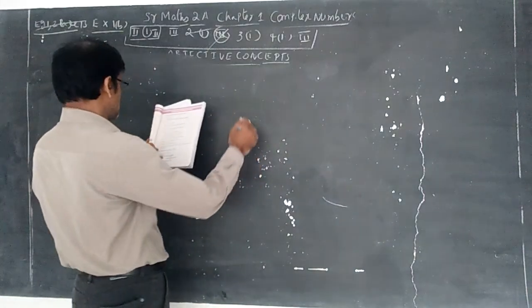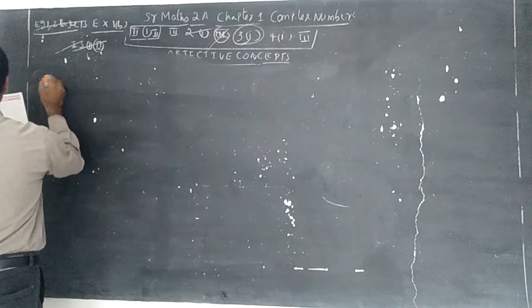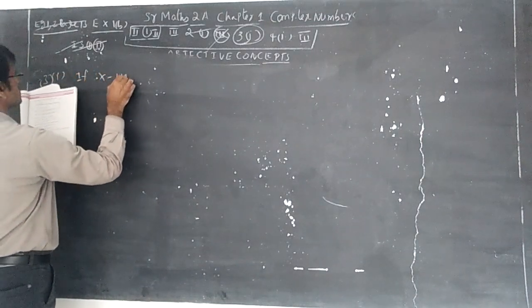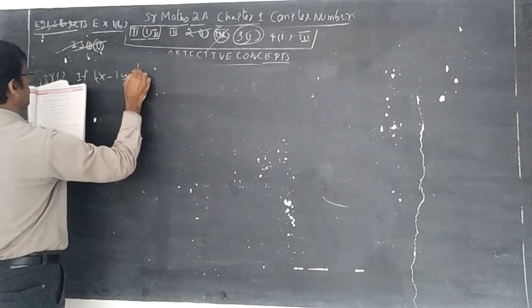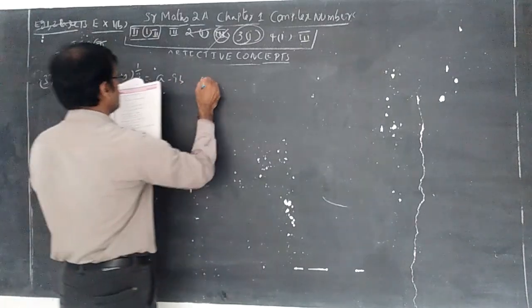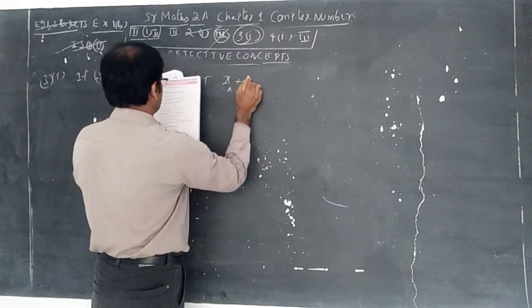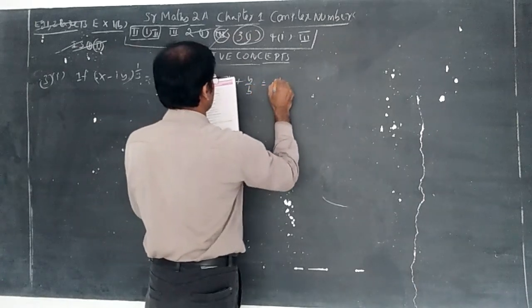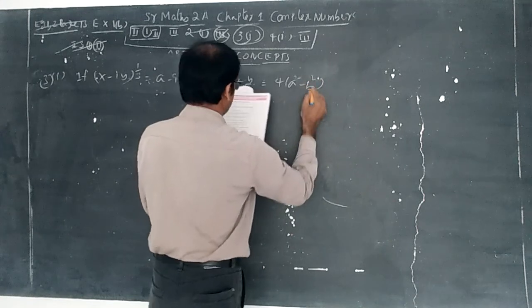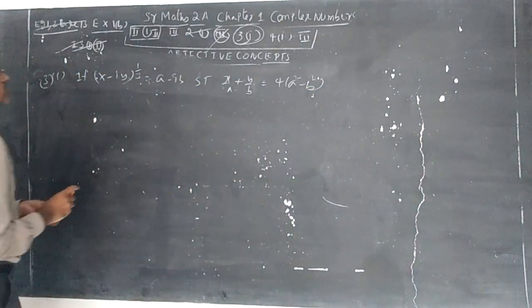Now third question, first one. If (x minus iy) whole power 1 by 3 is equal to a minus ib, show that x by a plus y by b is equal to 4 into (a square minus b square).